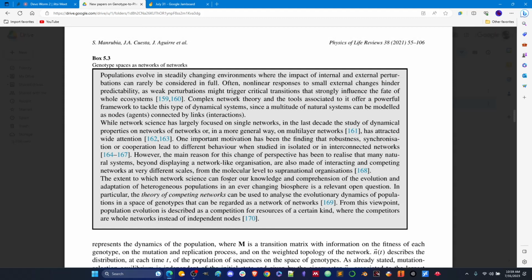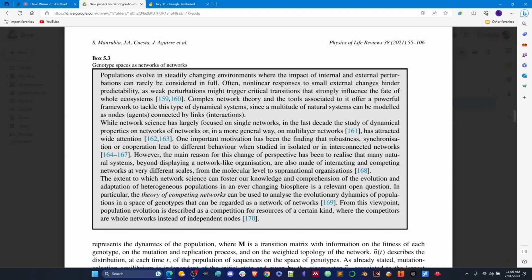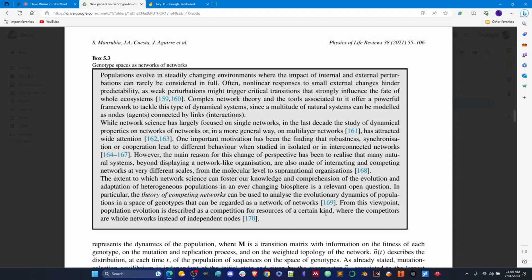the extent to which network science can foster our knowledge and comprehension of the evolution and adaptation of heterogeneous populations in an ever-changing biosphere is a relevant open question. In particular, the theory of competing networks can be used to analyze the evolutionary dynamics of populations in a space of genotypes that can be regarded as a network of networks. So in this viewpoint, population evolution is described as a competition for resources of a certain kind, where the competitors are whole networks instead of independent nodes.